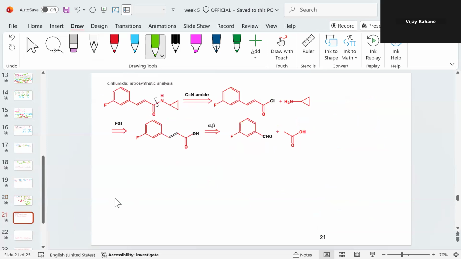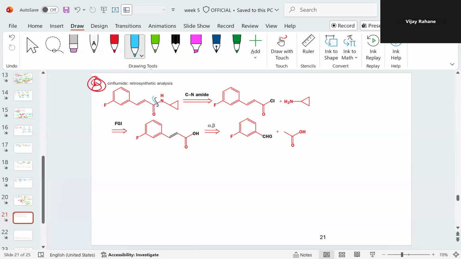The next example here is for the seventh or maybe eighth example, synfumide. So this is the structure of synfumide, and if you look closely, how the synthesis of this reaction, how the retrosynthesis of this one works.